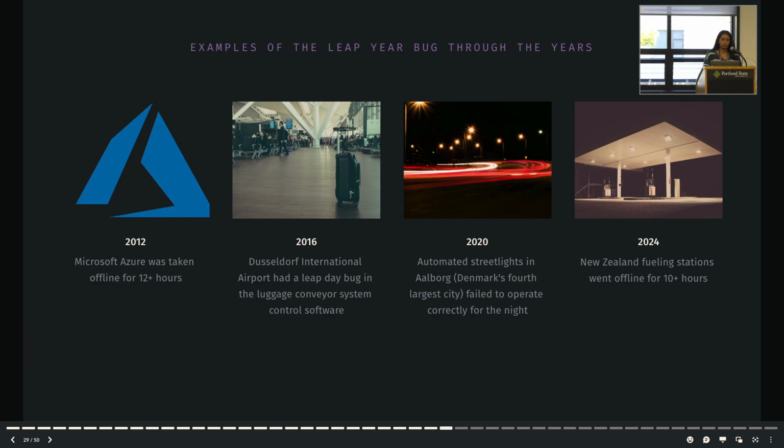I've attached 4 examples of these disruptions here, but we'll be focusing on one of the largest disruptions in recent history. In 2012, Microsoft Azure's cloud platform experienced a leap year bug. Azure is one of the world's leading cloud services, and its outage had a global impact. The problem occurred because a portion of the Azure infrastructure didn't account for the extra day in the leap year.